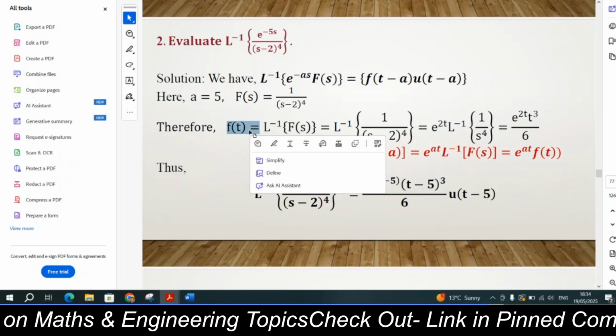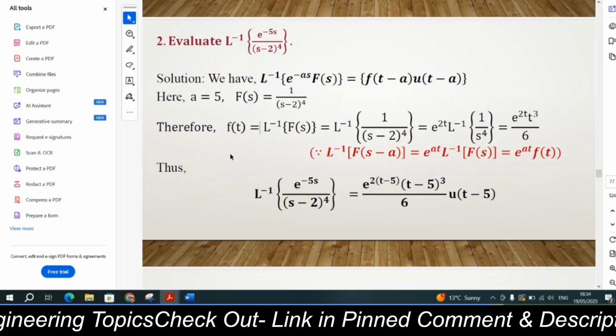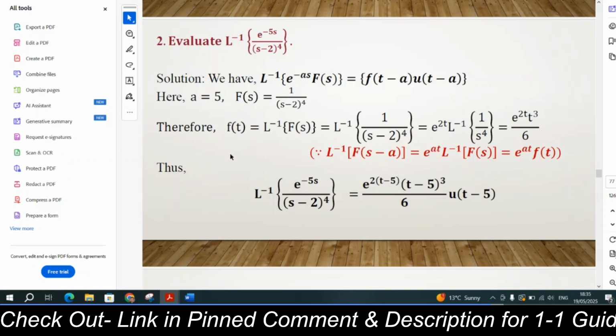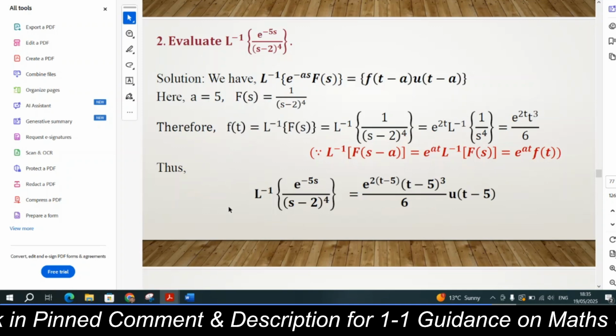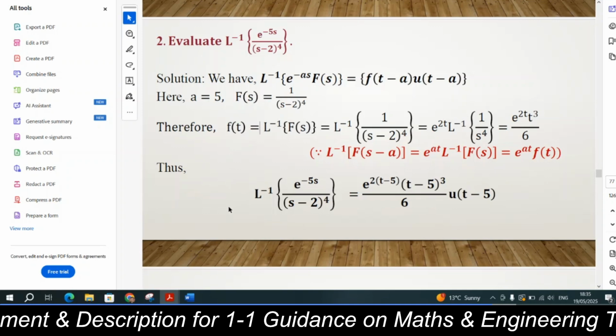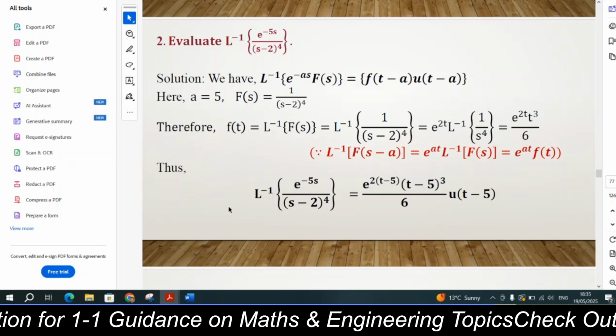So in the Heaviside second shifting thing, we have a is equal to 5. But when we're doing the first shifting thing, our value of a is plus 2. Correct. So after we finish the first shifting to get the value of f of t, we replace the t by t minus a value. Yeah, that's correct.